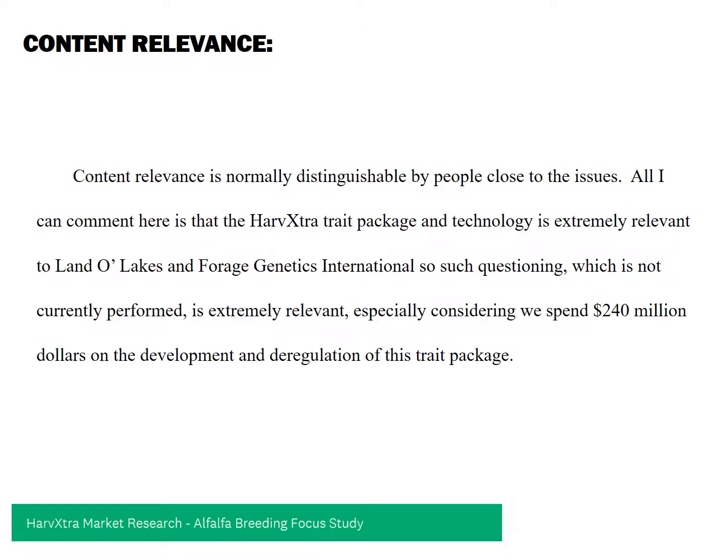Content relevance is normally distinguishable by people close to the issues. So I think you'll just have to take my word that the content of this is valuable. At Land O'Lakes Forage Genetics, we spent $240 million on the development and deregulation of the HARVXTRA trait package. And so I think it's deserving of further follow-up. It is relevant.